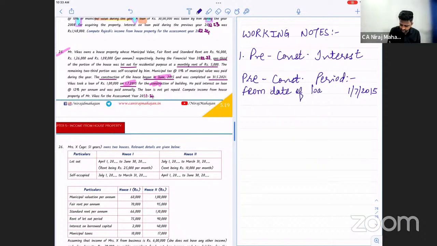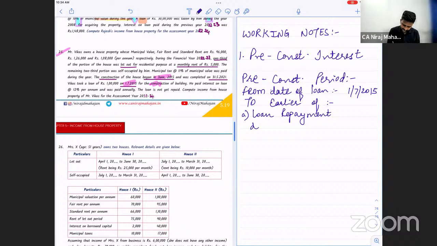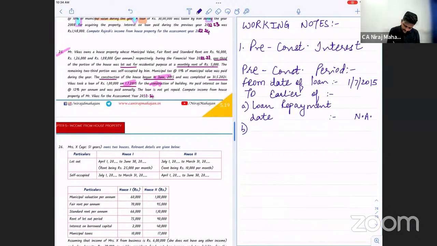Date of loan or date of disbursement of loan, correct? To earlier of. You guys are not revising. Earlier of. Completion of construction or 31st March. Loan repayment date. Is there a loan repayment date, but not applicable? Loan is not yet repaid. They have given you clearly. Or B, 31st March. Okay till here? Preceding, what? Construction completion date. Give me the final answer for this point.